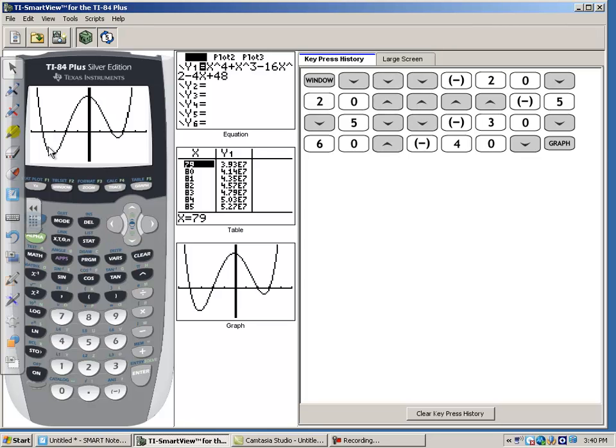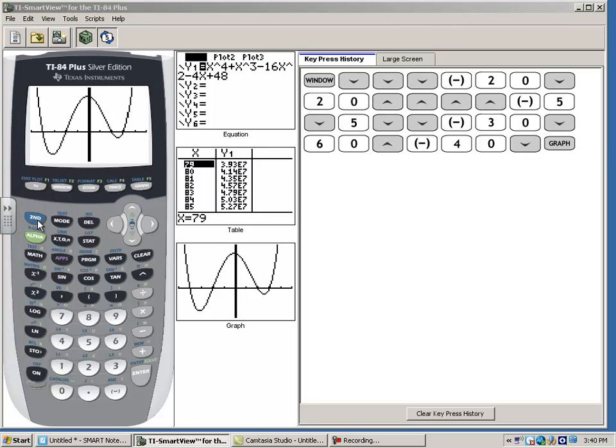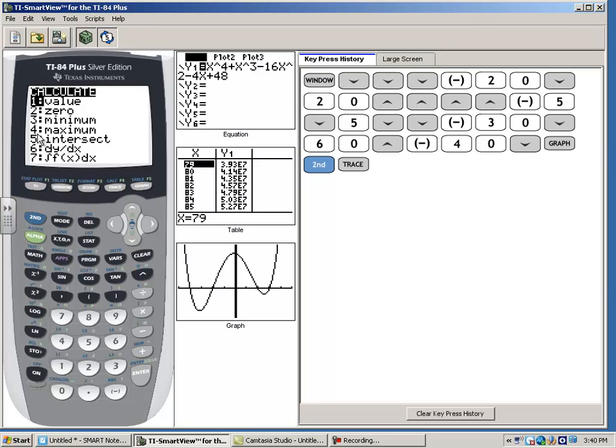So what I'm going to do is notice that this relative minimum happened, it looks like, between negative 4 and negative 3. So I'm going to hit on my calculator second trace. This is going to take me to my calculate menu. Second trace, and I want to find a minimum. This first point down here is a minimum. So I'm going to calculate a minimum.